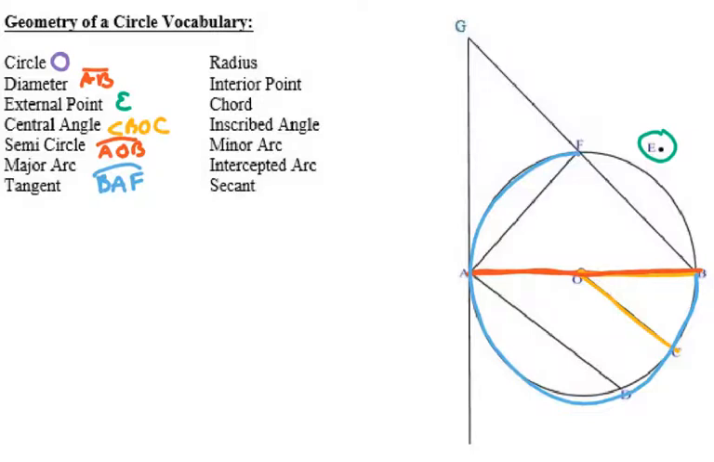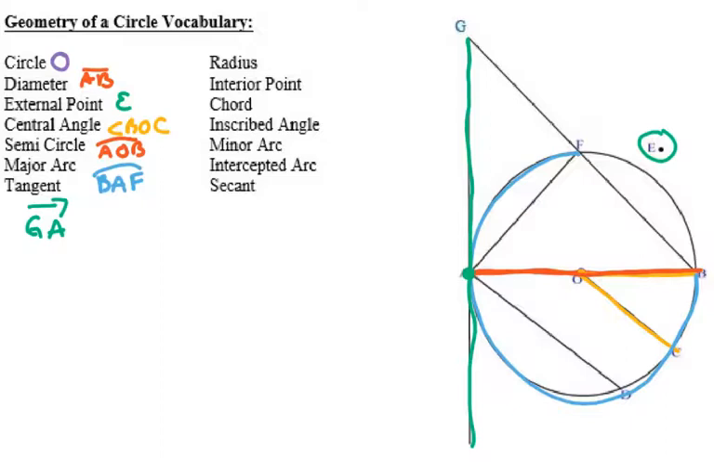Our next term is going to be a tangent. And a tangent is going to be a line that touches the circle only at one point, meaning it doesn't pass through, it just grazes it right on its side. So the tangent that we have drawn in this picture here is this ray right here. So this is going to be tangent GA, because it's just touching the circle right here at point A.